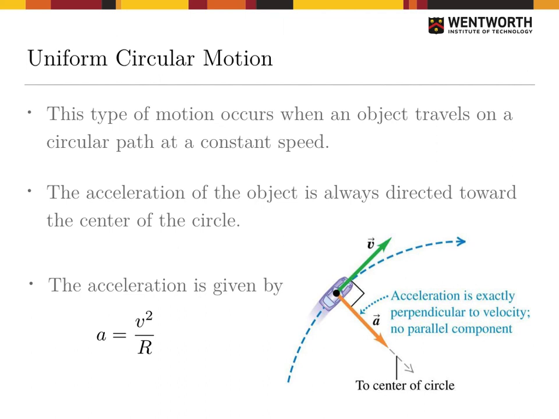This acceleration can be calculated using this equation, a equals v squared over r, where r is the radius of the circular path, and v is the constant velocity taken by the object. This acceleration, since it is always pointed toward the center of the circle, is called the centripetal acceleration.